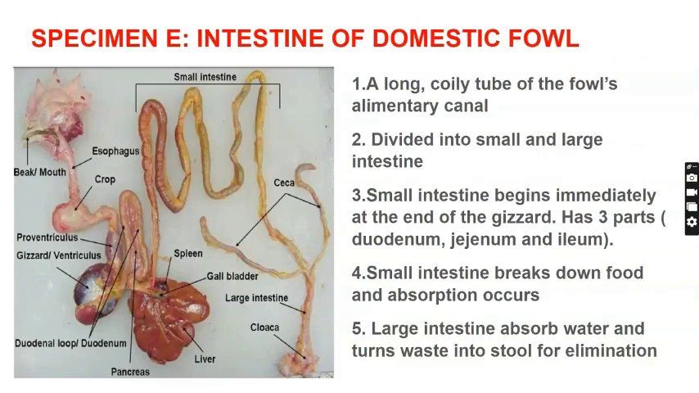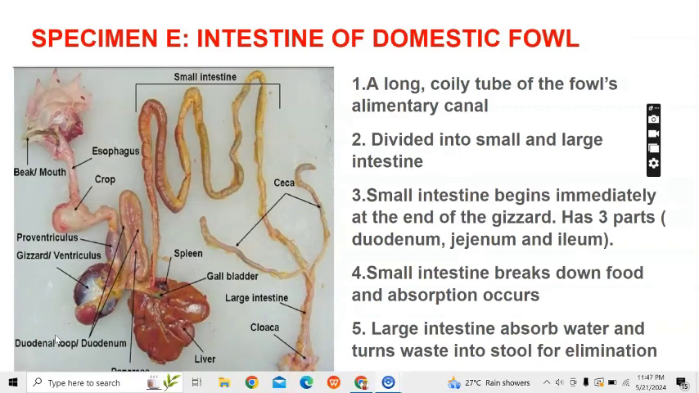Specimen E is the intestine of the domestic fowl. You're asked to describe the intestine. That is a long coily tube of the domestic fowl's alimentary canal. It is divided into the small and the large intestine. The small intestine begins immediately after the gizzard, and it has three parts, which are the duodenum, the jejunum, and the ileum.